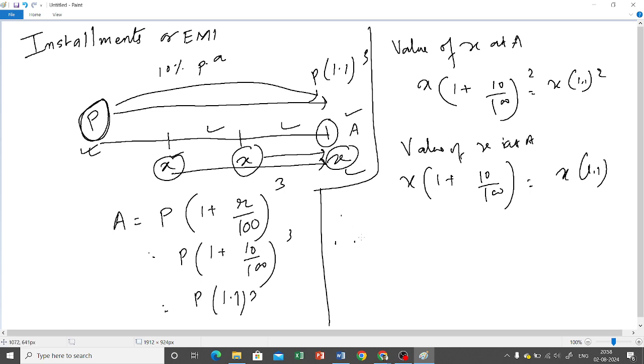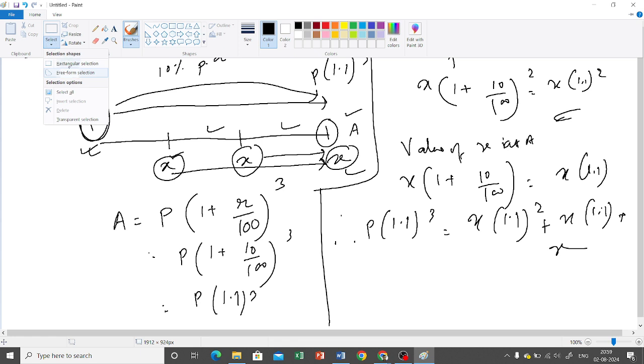So that means I can write down that P into 1.1 whole cube is equal to this value plus this value plus this value, where X is my EMI. So with the help of this expression, I can easily find out X. Did you understand this calculation? There is no need of any formula, except the compound interest formula. Now we will use this same concept to solve our previous day sum.